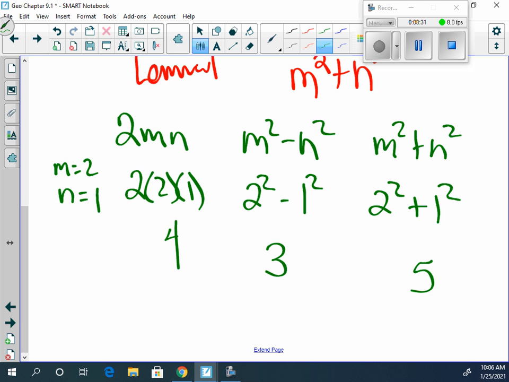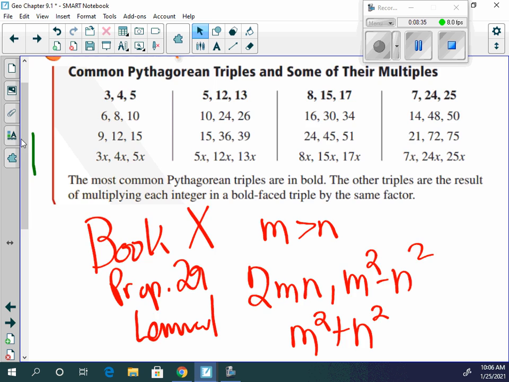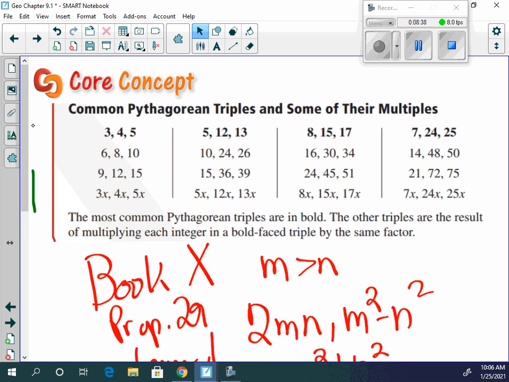But that's just what a Pythagorean triple is. As long as we have three whole numbers, we don't have any decimals, they are going to be considered a Pythagorean triple. As long as there's no irrational, they're going to be considered a Pythagorean triple. And they're integers, so no decimals, no fractions, whole numbers.